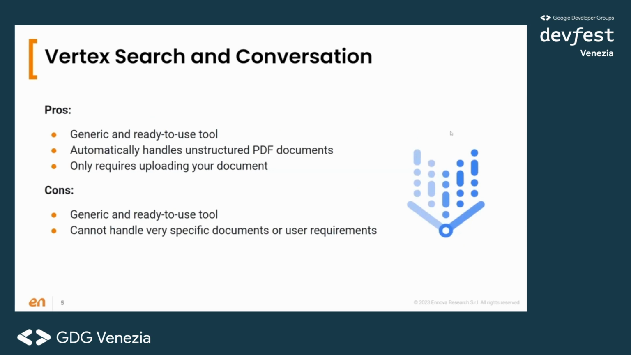Google, actually, I'm mentioning this because as a company we are Google partners, okay, has a super cool instrument, which is called Vertex AI Search and Conversation.